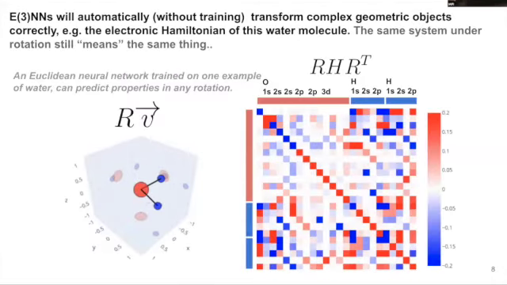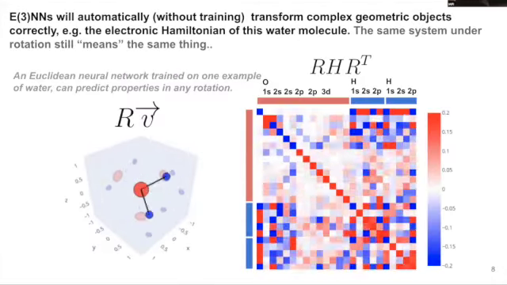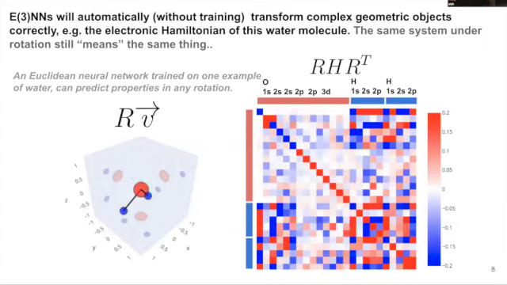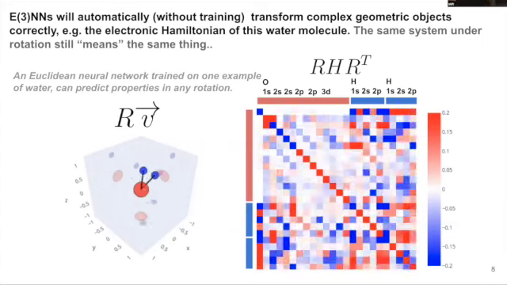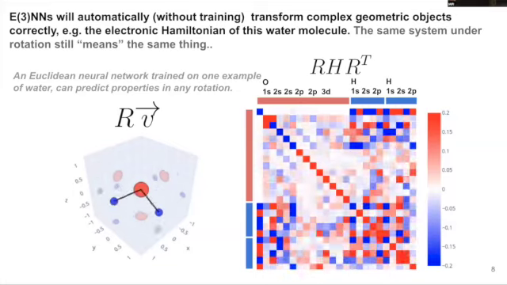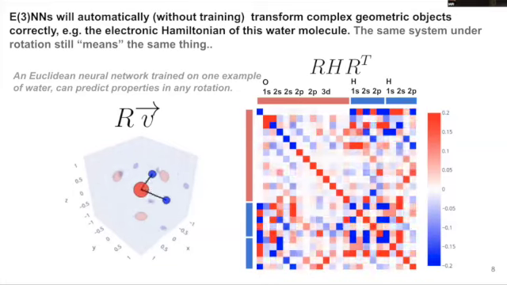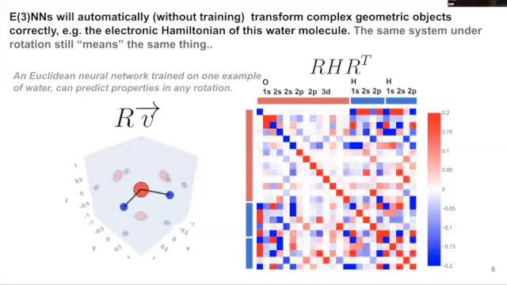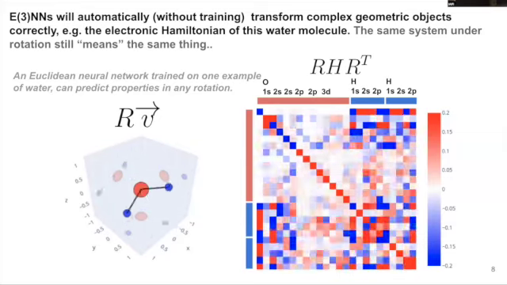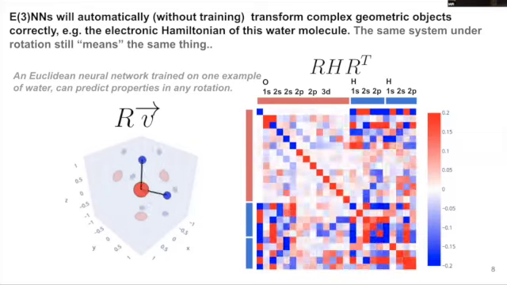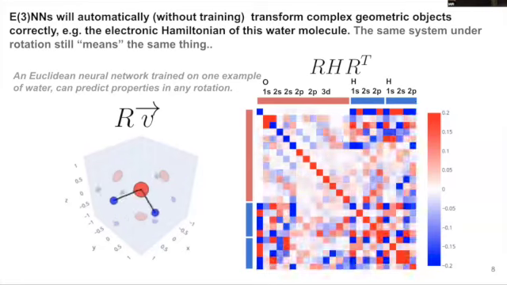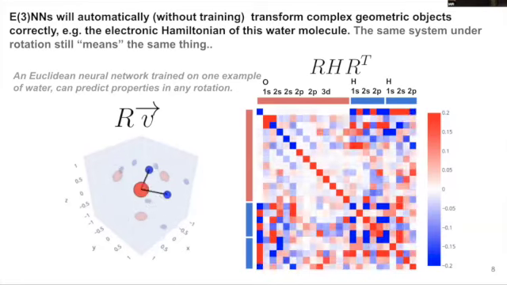Here's a more complicated example. The reason I like to show this example, which I'll explain, is that while 3D rotations can seem fairly simple when we think about rotating 3D objects, once I'm dealing with higher order tensor features, these rotations can actually seem pretty complicated. And it's really nice to not have your network have to learn this.